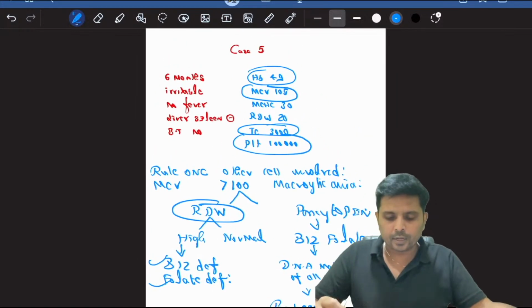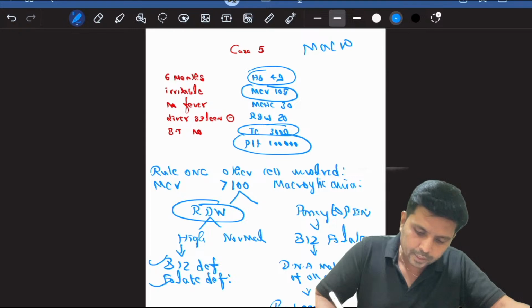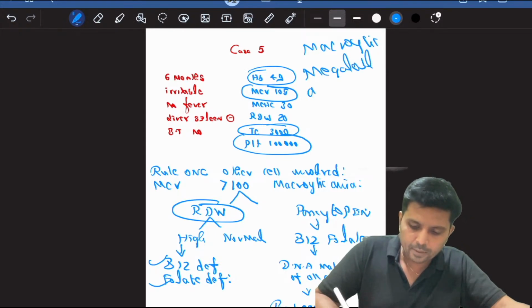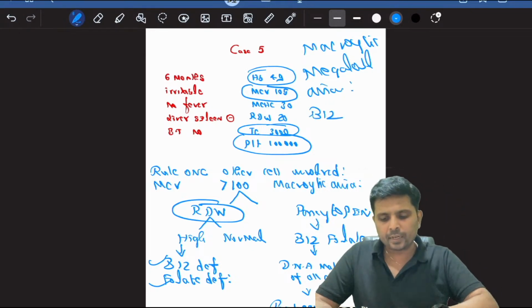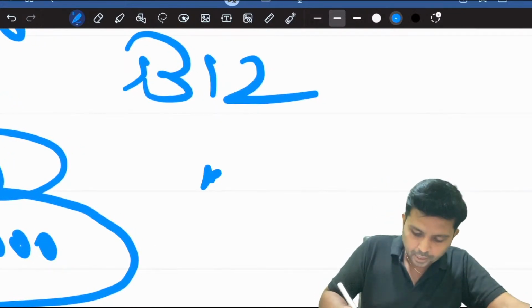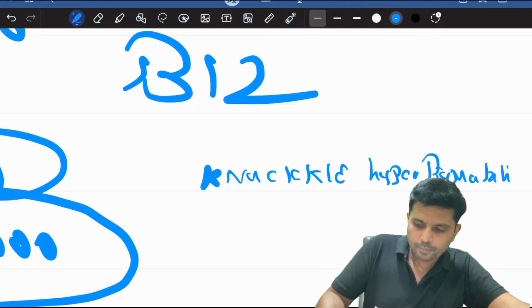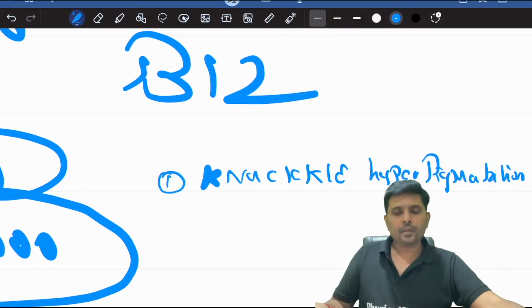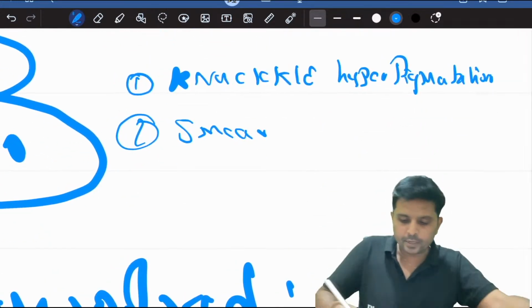Remember, what are all the other clues as it was taught to you? So this is a case of macrocytic megaloblastic anemia, more in favor of B12. What are all the other clinical clues you can have? You will have knuckle hyperpigmentation. Second one is in the smear, you will get hypersegmented neutrophils.